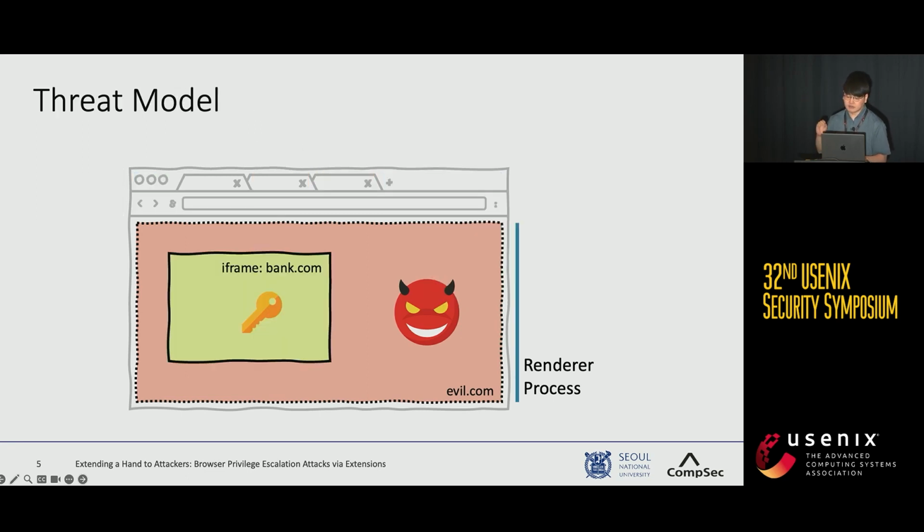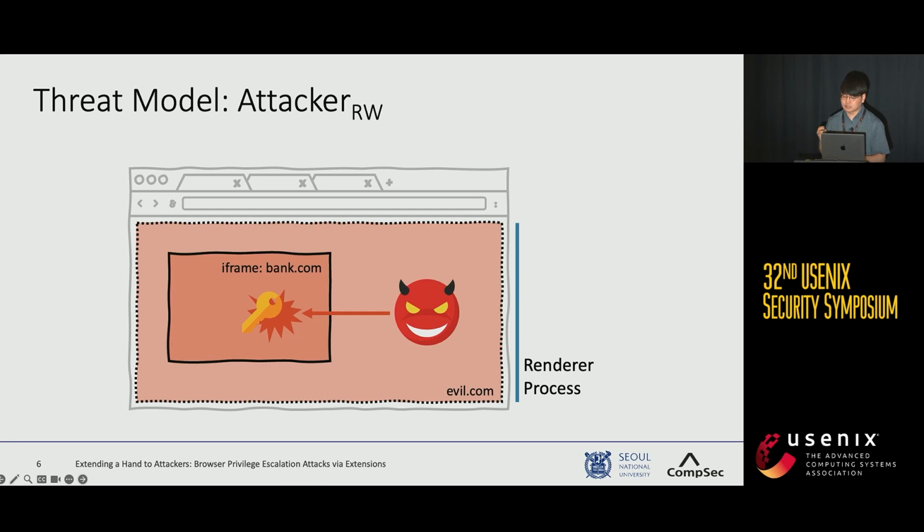However, the attacker can still load the cross-site data within their reach, the same render process. For example, an iframe of bank.com, which contains sensitive data like banking credentials, can be embedded within the attacker's site.